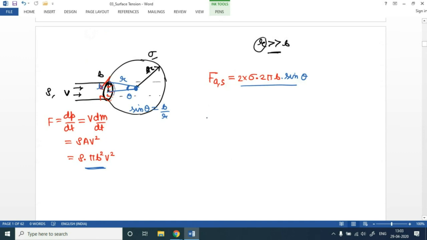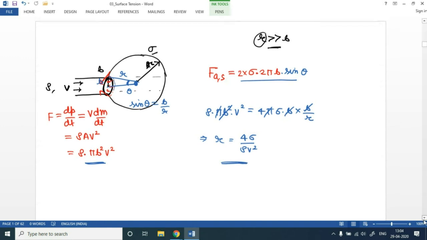The balance is rho times pi b squared times v squared equals 4 pi sigma times b times sine theta, and sine theta is b by r. First of all, this b gets cancelled and the pi also gets cancelled. So we get r equals 4 sigma upon rho v squared. This would be the radius of this bubble at which it will get detached. I hope you understand this problem.